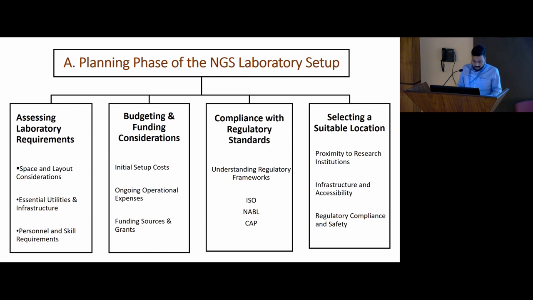In the planning phase, evaluate the physical space needed for equipment, workstations and storage, ensuring compliance with safety regulations, and also facilitating efficient workflow in molecular genome processes. Identify the necessary utilities and infrastructure needed for a genome laboratory, like water supply, electricity, ventilation systems, along with specialized infrastructure like PCR hoods and biosafety cabinets.